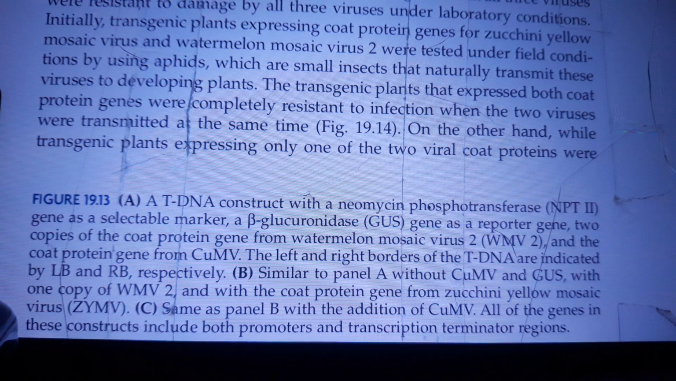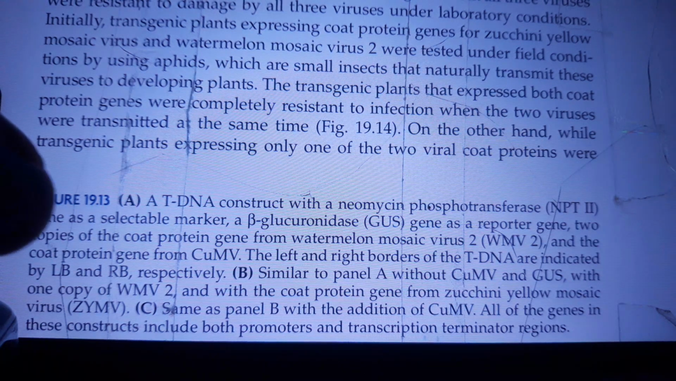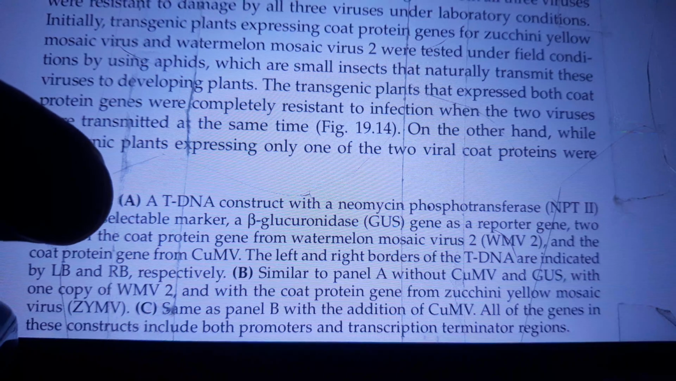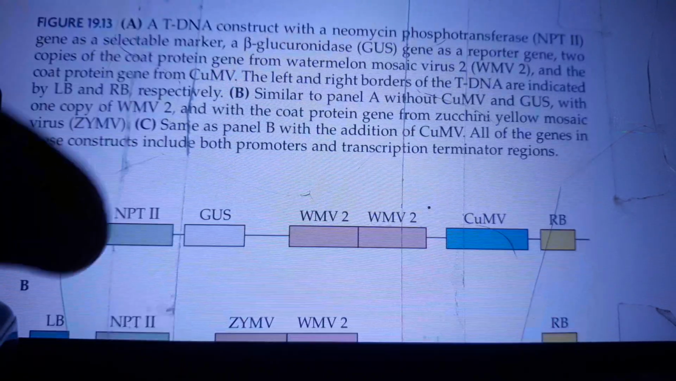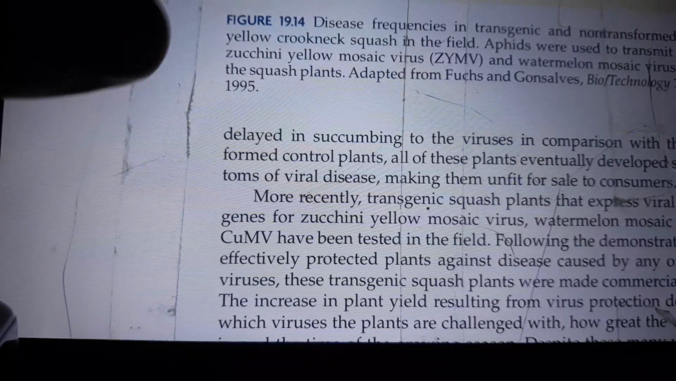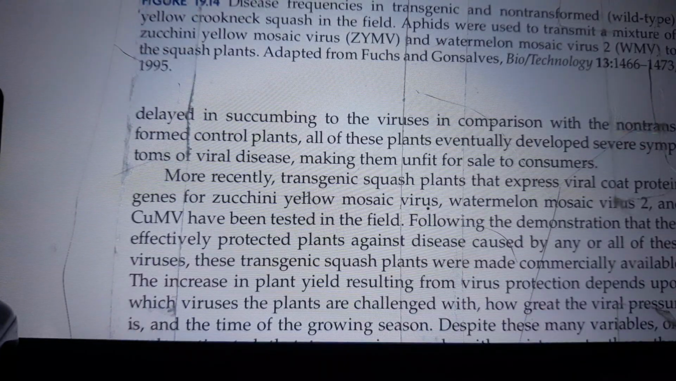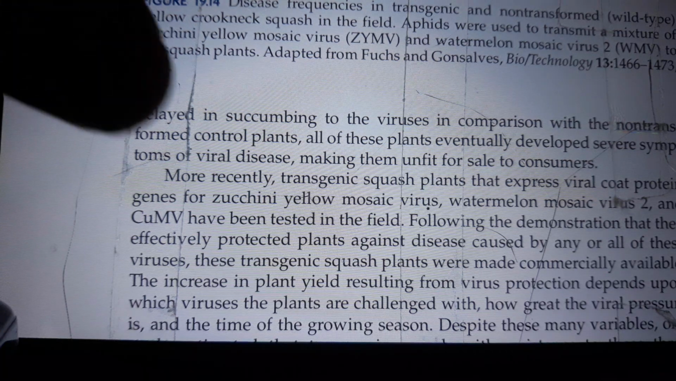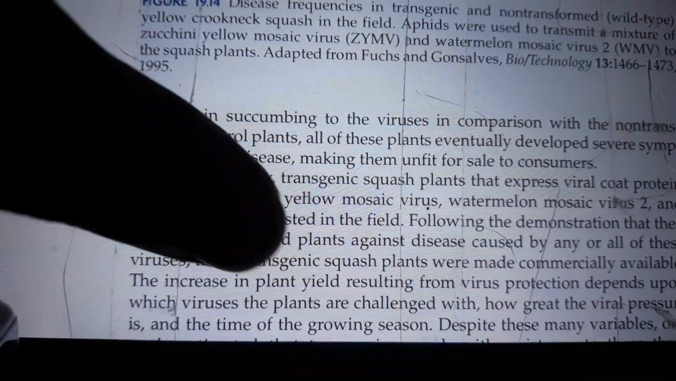The transgenic plants that express both coat protein genes were completely resistant to infection when the two viruses were transmitted at the same time. On the other hand, while transgenic plants expressing only one of the two viral coat proteins were delayed in succumbing to the viruses in comparison with the non-transformed control plants, all of these plants eventually developed severe symptoms of viral disease, making them unfit for sale to consumers.